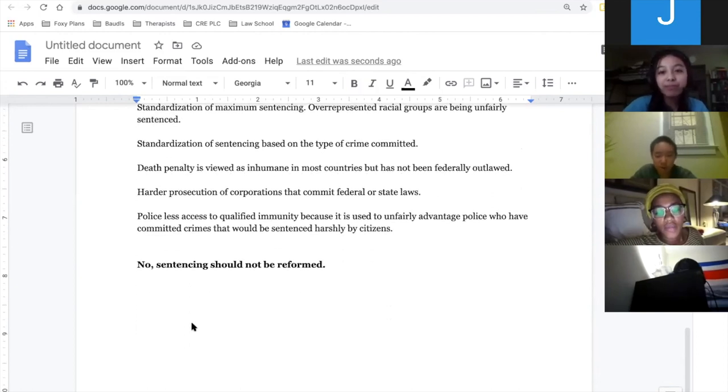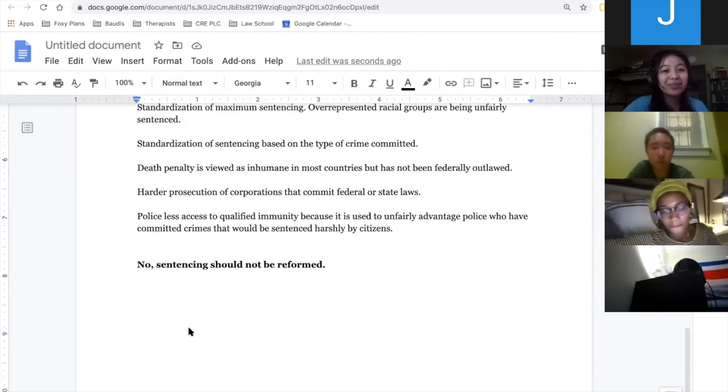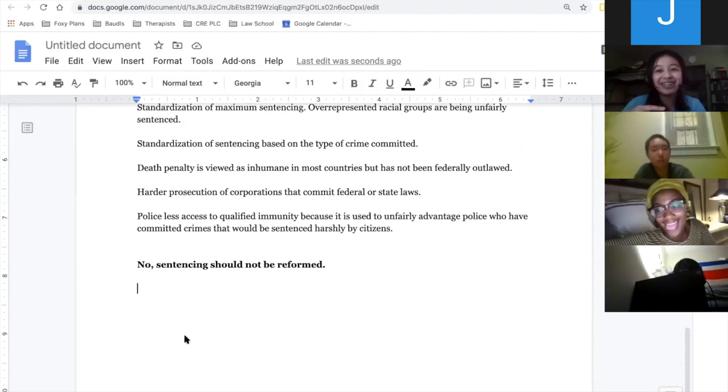So do you want to make an argument of why sentencing should be abolished? Yeah, because I have a lot of the abolished ones, but I didn't know if I could just restate them. No, it should not be reformed.